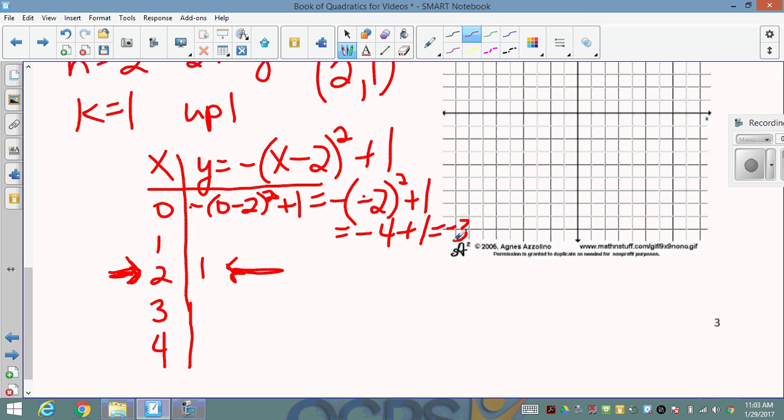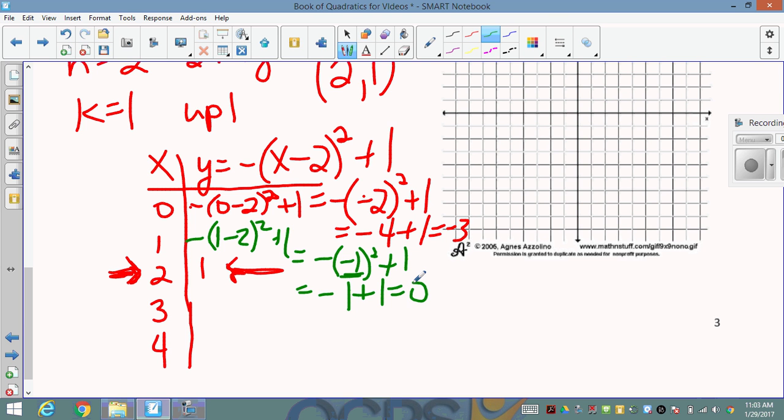And I'm going to plug in the 1. So negative 1 minus 2 squared plus 1, which equals negative 1 squared, which is a positive 1, plus 1, which is 0. Using my symmetry, I know 3 is also going to be 0, and 4 is going to be negative 3.